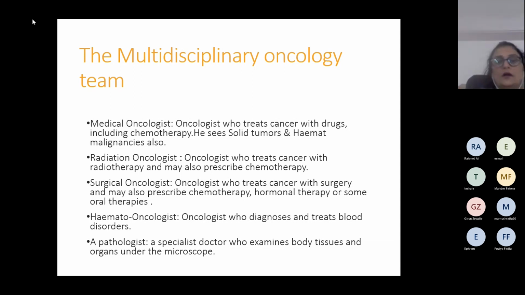So in oncology, you have the various types of doctors who are working and treating cancer patients. You have the medical oncologist. Medical oncologist is the one who treats cancer with drugs. Basically, he's treating solid tumors and also he is treating hematological malignancies.